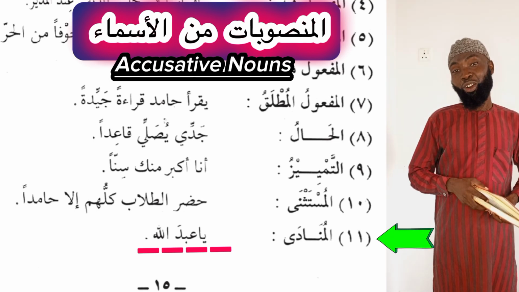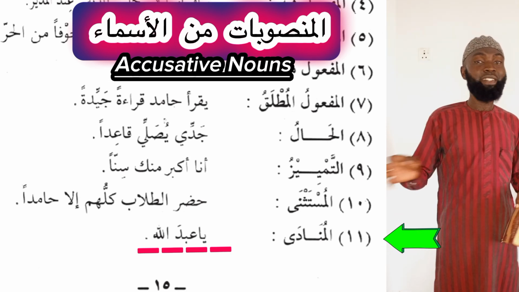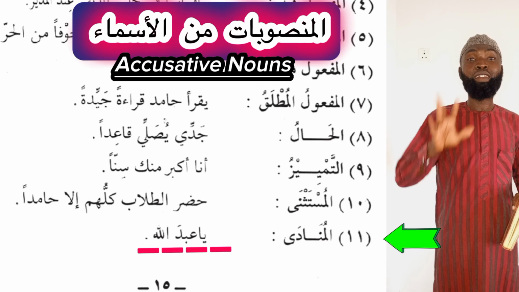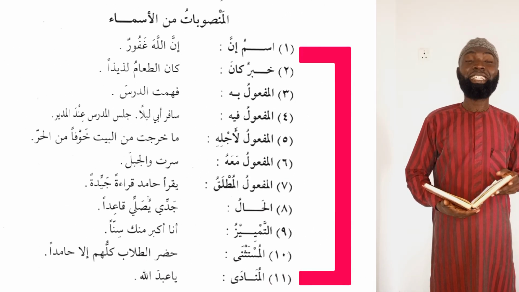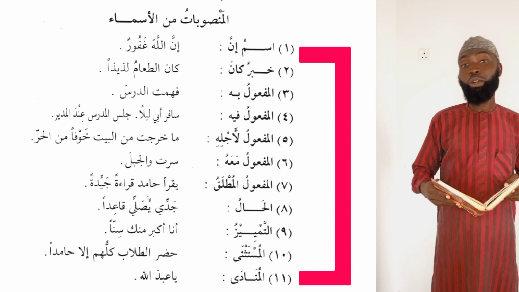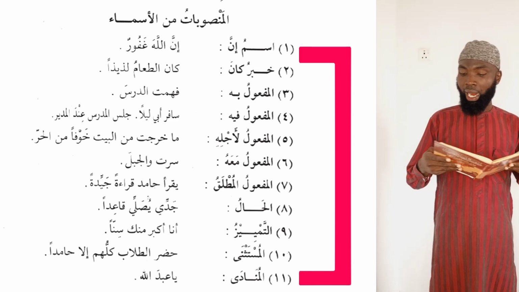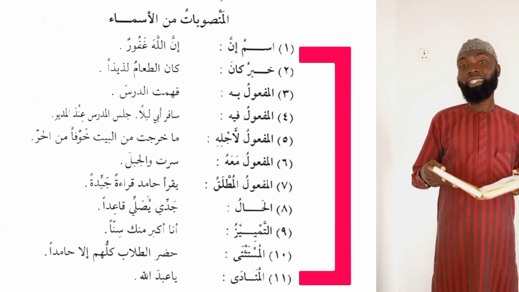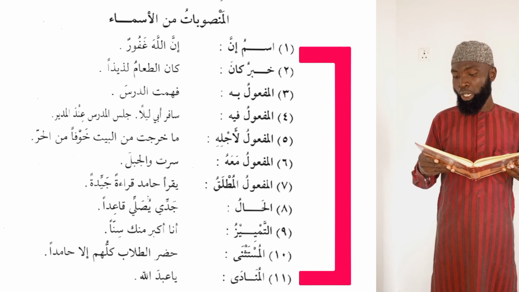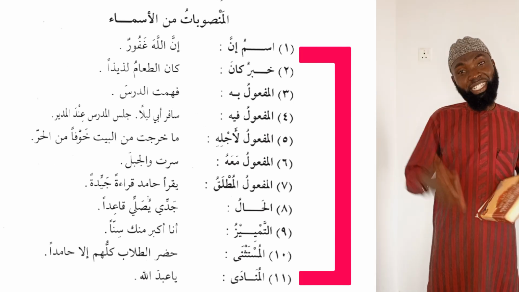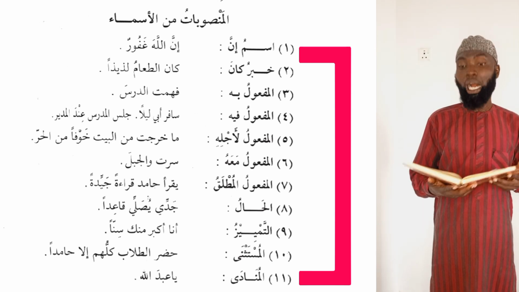With this, we could easily conclude that all the al-mansubat min al-asma, the accusative nouns, are all in all 11. The first of them is the ismu inna, the noun of inna, and the second is the khabar of kana, then al-maf'ulu bihi, the object. We have the al-maf'ulu fihi, that is the adverbs. We have al-maf'ulu li ajlihi, that is the causal object. We have al-maf'ulu ma'hu, the commutative object. We have al-maf'ulu mutlaq, the absolute object.